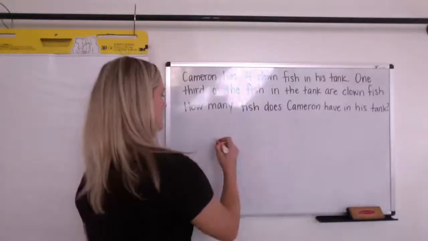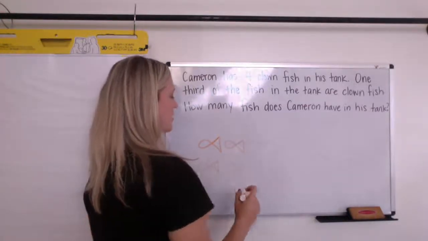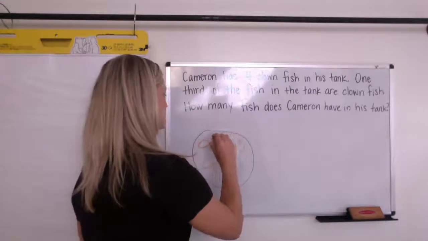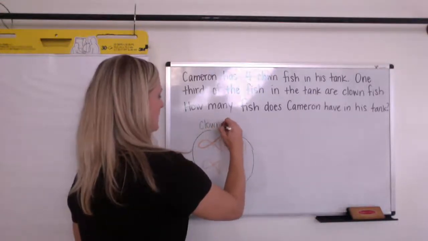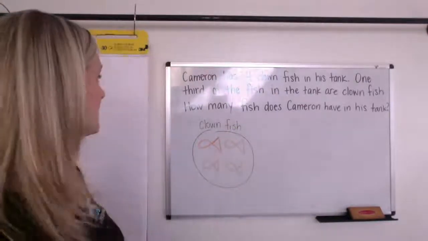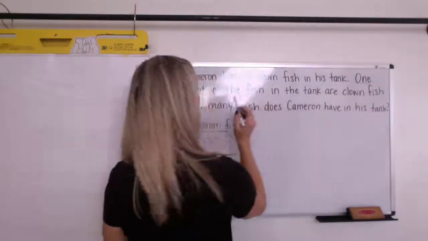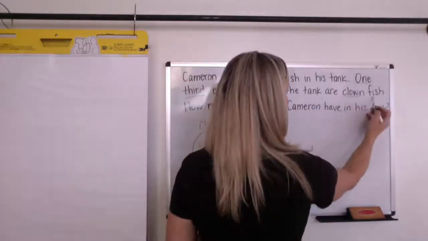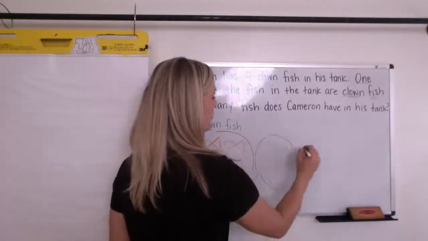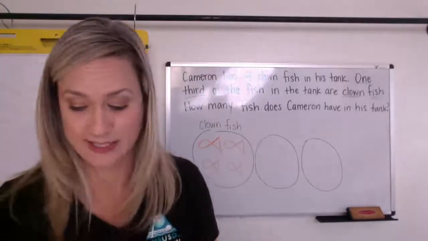So let's do this. 1, 2, 3, 4. 4 clownfish. So these are the clownfish right here. I'm telling you guys, labels save lives. So write some labels. It doesn't hurt. So 4 clownfish. And then we know for sure that 1/3 of the fish in the tank are clownfish. So this, we have to have this be 1 out of 3 groups. And we know in fractions, we have to put an equal number of things into each group.